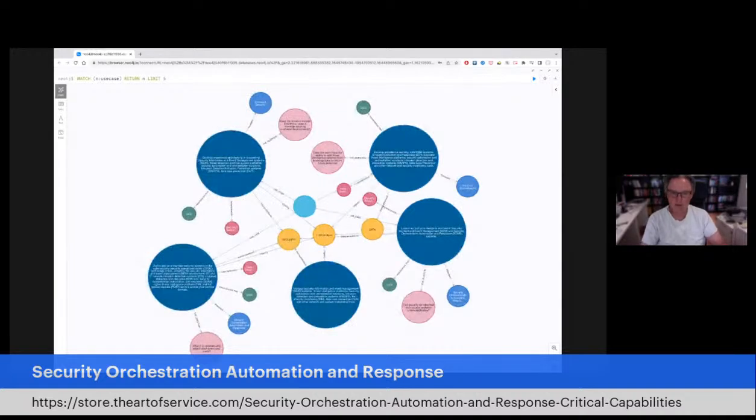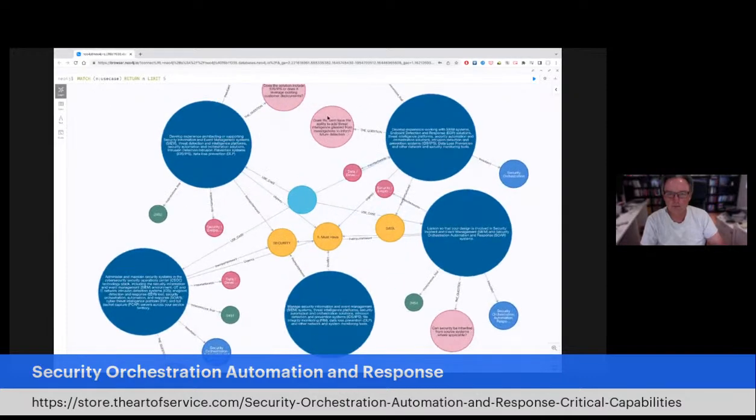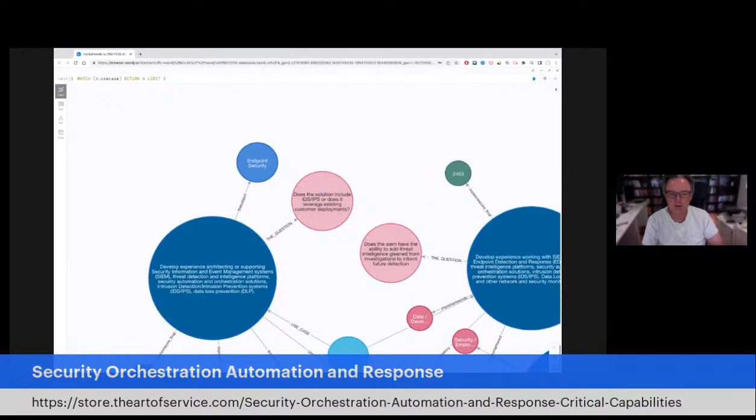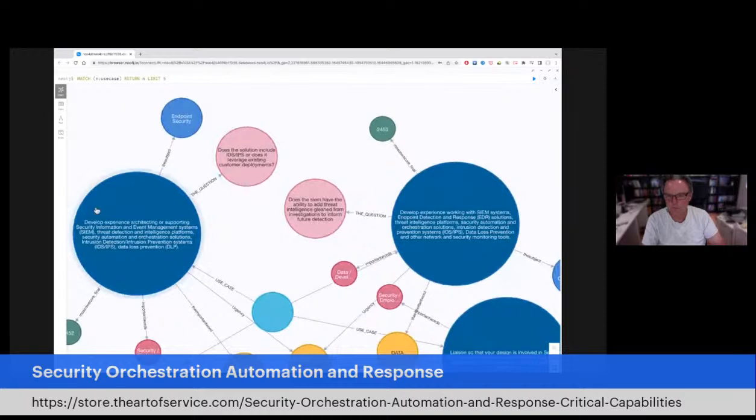If I want to have a look at a SOAR solution or SOAR in general, what do I need to have in place in my organization? So if I look at the orange balls, and those are the ones that always intrigue me, they're the questions I need to ask of my team, of my personnel, of my management, higher up and lower down. Does the solution include IDS, IPS, or does it, let me zoom in, or does it leverage existing customer deployments? Good question to ask if I want to take care of this area here.